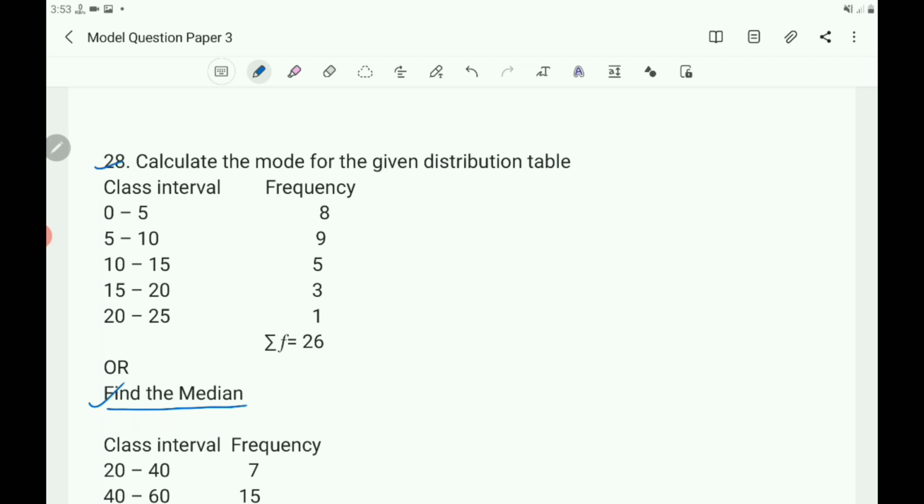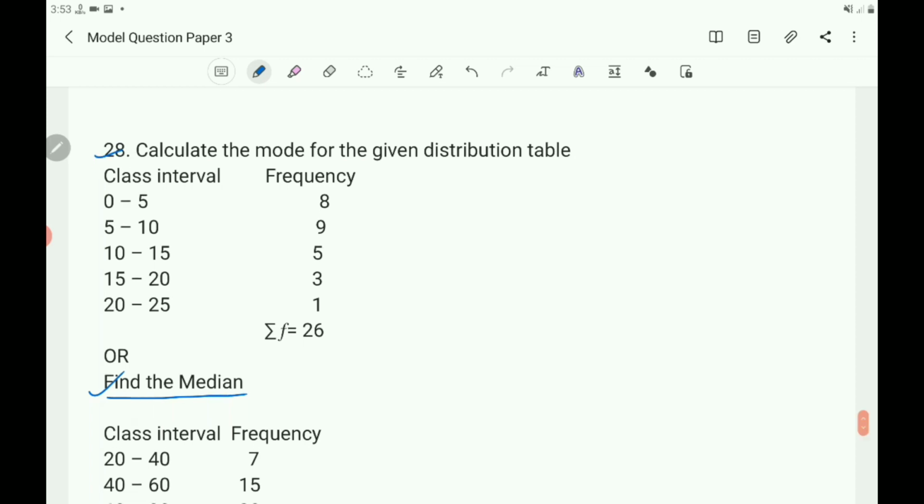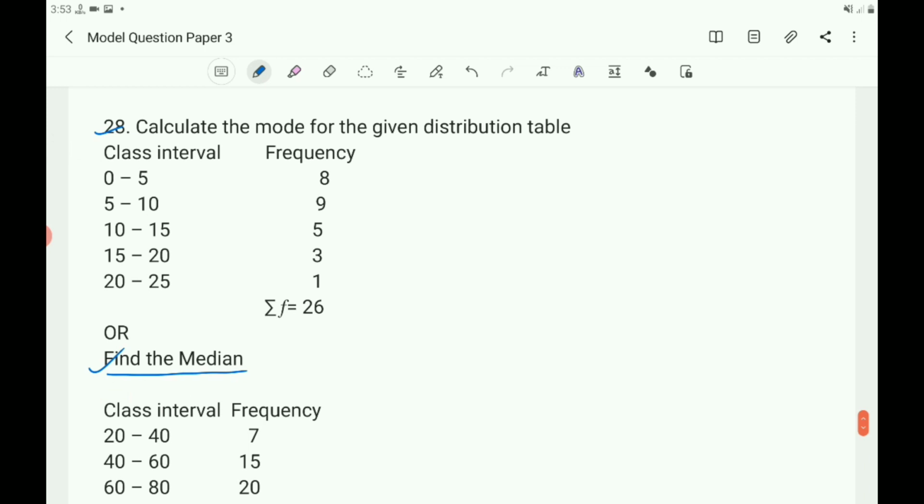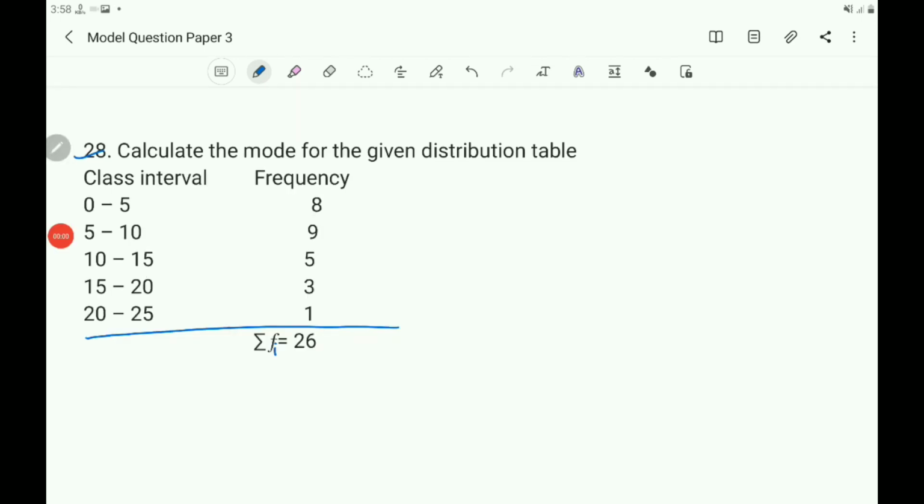First, take the 28th first question. Calculate the mode for the given distribution table. Now here class interval and frequency are given. To find the mode, we have to find the maximum frequency. Here which is the maximum frequency? The maximum frequency is 9. This is the frequency of the class 5 to 10. So the modal class is 5 to 10.